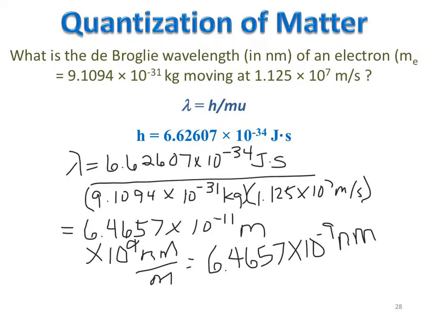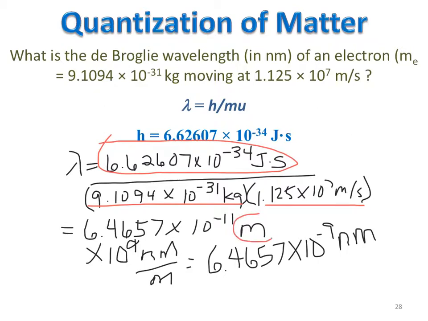So let's calculate the de Broglie wavelength in nanometers of an electron whose mass is 9.1 times 10 to the minus 31st kilograms, that's moving at a speed of 1.125 times 10 to the 7th meters per second. Using the formula for the de Broglie wavelength, we put the Planck's constant in the numerator. Mass has to be in kilograms, and speed has to be in meters per second. The result of the calculation for the de Broglie wavelength is always in meters.